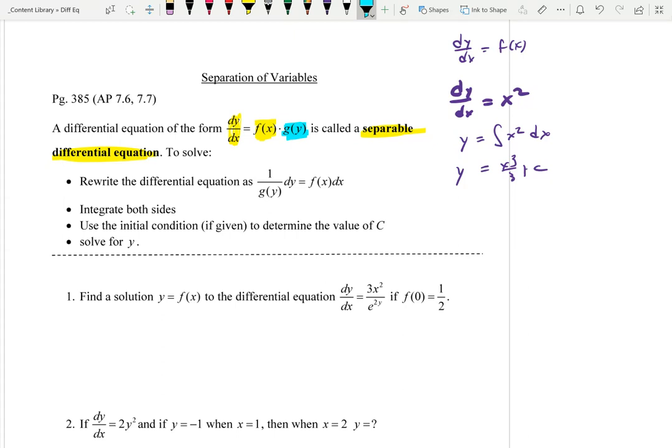Just remember, the solution to a differential equation is a function in the form y equals some f of x. Perhaps I shouldn't use f here because I'm using f up there. y equals some h of x. In other words, that y is equal to a function of x.